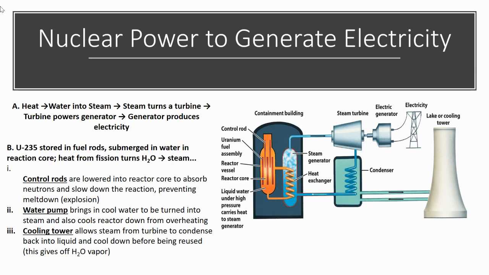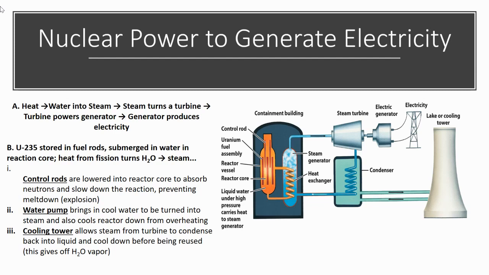Some other pieces involved in this are three things: the control rods, the water pump, and the cooling tower. Because we're dealing with something that creates tremendous amounts of heat energy, we need something to control it and cool it down. Our control rods are lowered into the reactor core to absorb neutrons and slow down the reaction, which helps to prevent meltdowns.